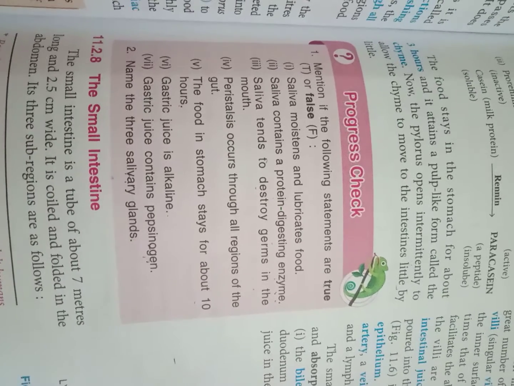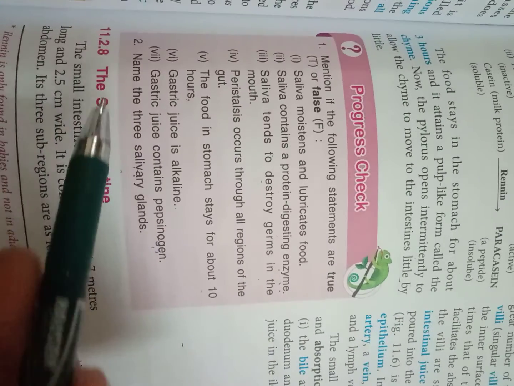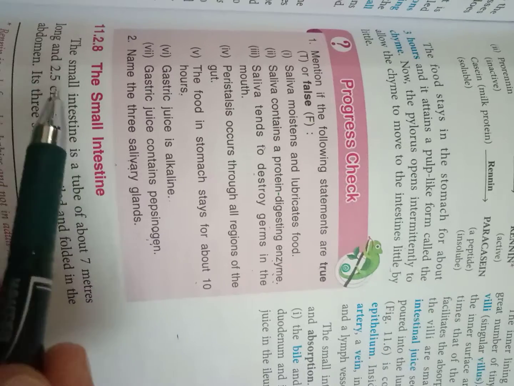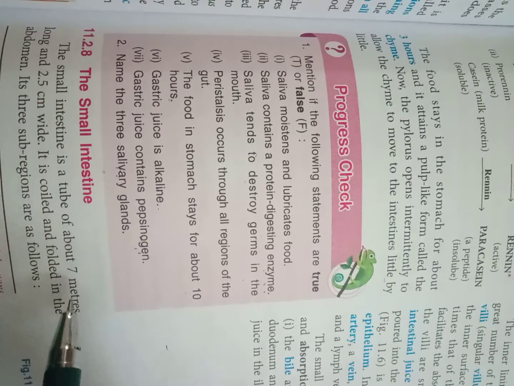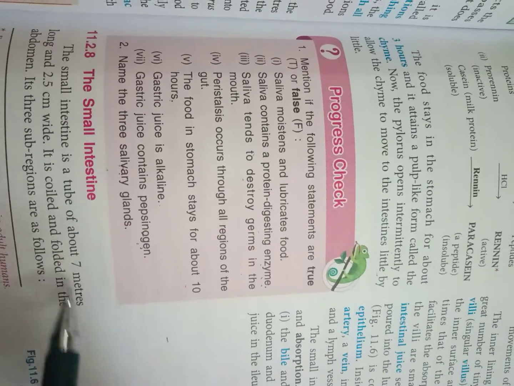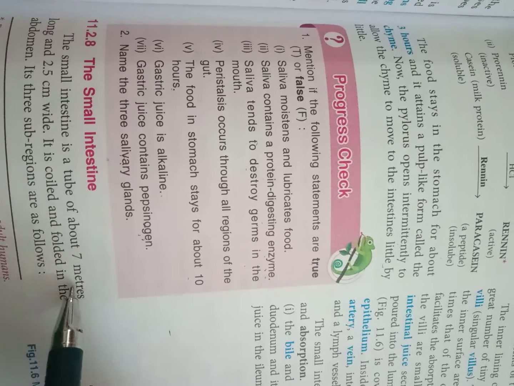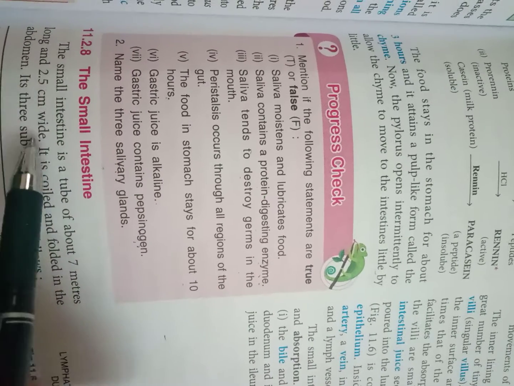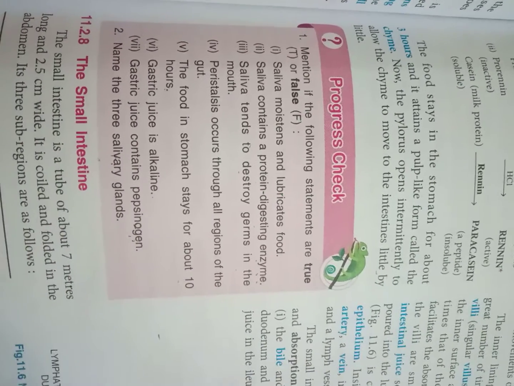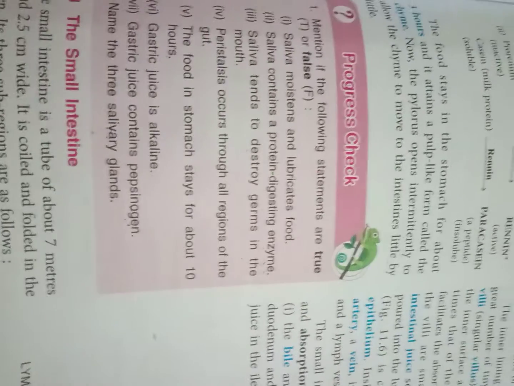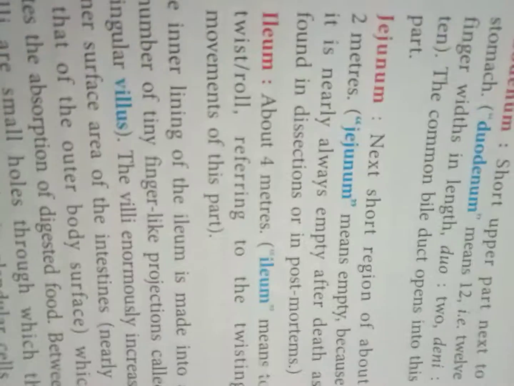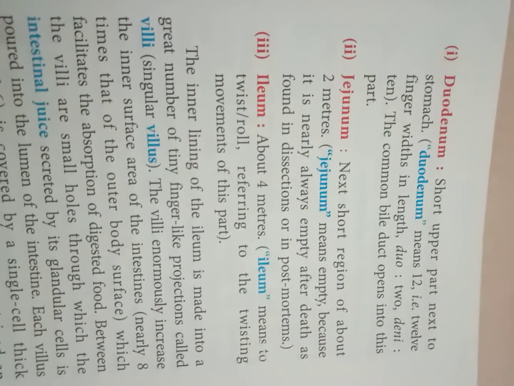Now we have to begin from small intestine, that is 11.2.8. Small intestine is a tube of about 7 meters. This is the longest part of the alimentary canal. It is 2.5 centimeter wide and is coiled and folded in the abdomen. Its three subregions you have to learn in sequence. They are duodenum, jejunum and ileum.